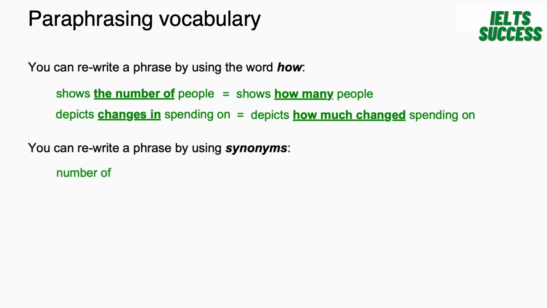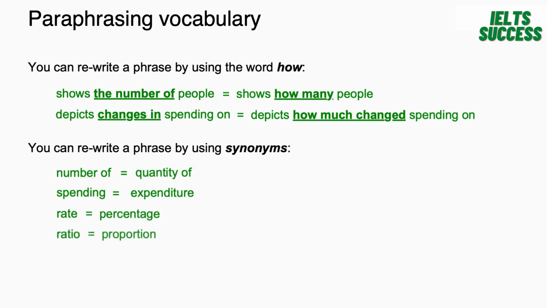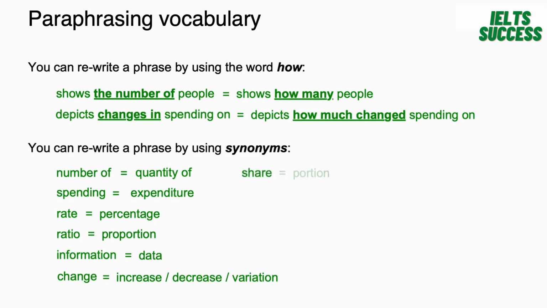Number of is equal to quantity of. Spending can be replaced with expenditure. Rate with percentage. Ratio with proportion. Information with data. Change can be sometimes replaced by increase, decrease, or variation. Share is equal to portion, and place is equal to site.